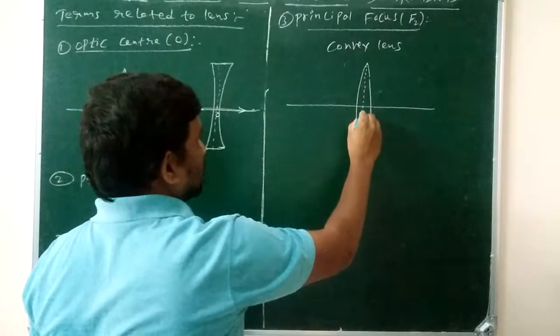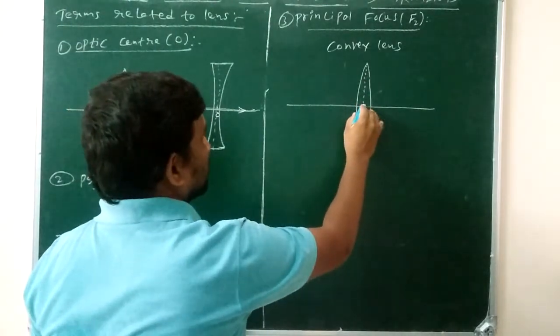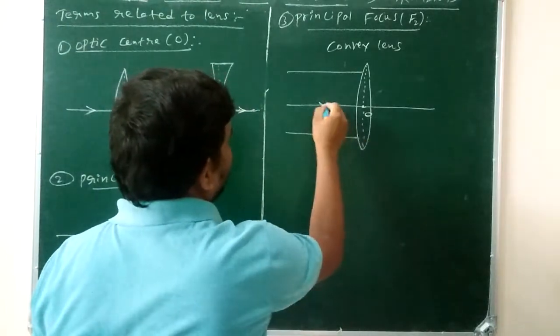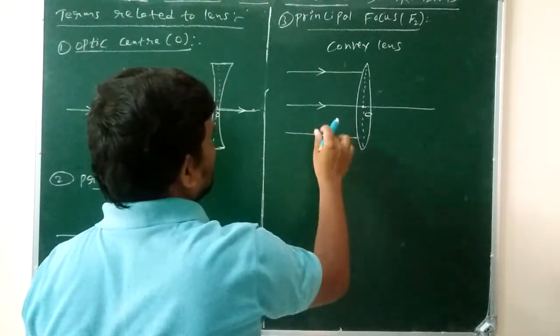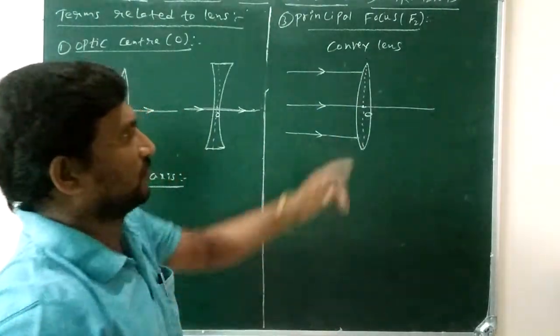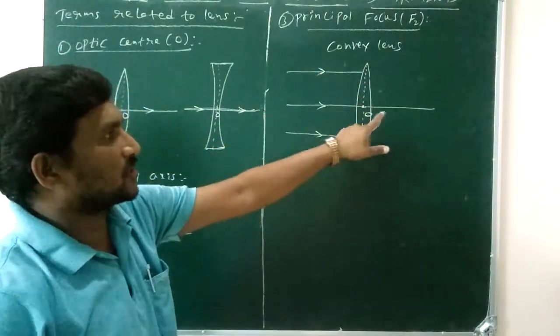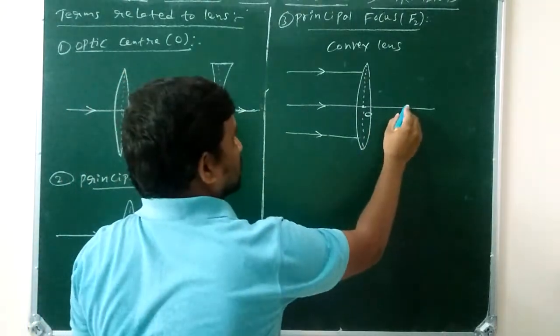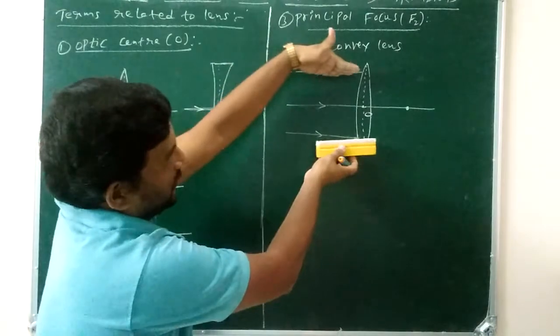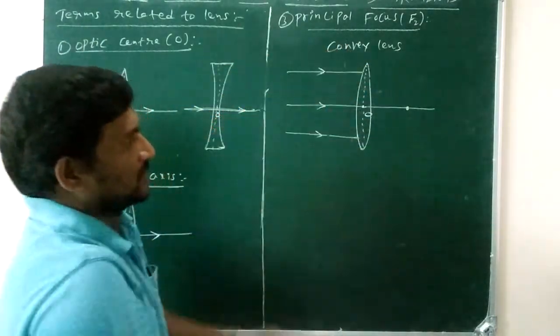We know that this is the optical center. These are the light rays which are parallel to the principal axis. The principal focus of a convex lens is a point on the principal axis to which the light rays parallel to the principal axis converge.